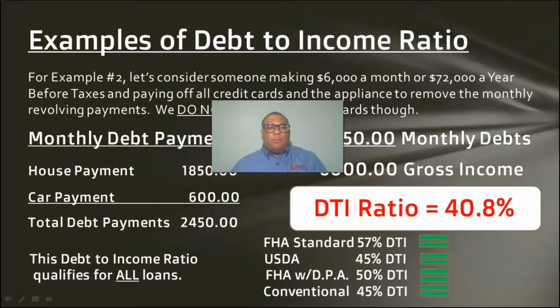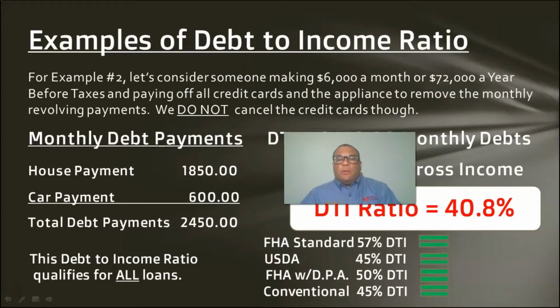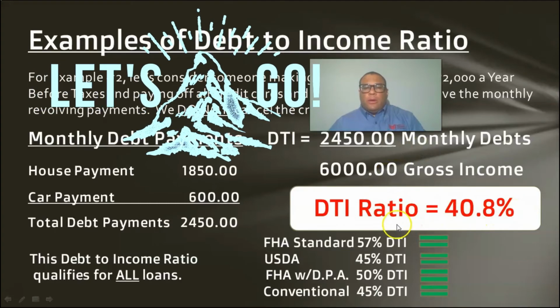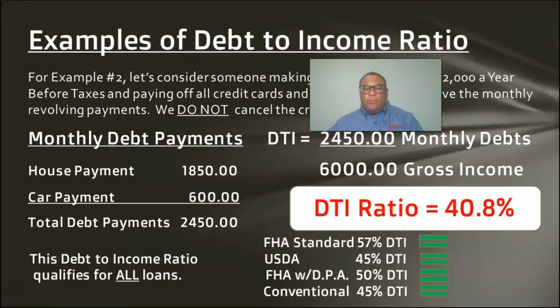So in the second example, we'll consider someone or a couple that's making $6,000 a month, $72,000 a year before taxes, and paying off all credit cards and the appliance to remove the monthly revolving payments. But we do not cancel the credit cards. So monthly payments are now $1,850 for the house, $600 for the car payment. So it's $2,450 in total debt payments divided by 6,000 gives you 40.8% DTI ratio. So that qualifies on all counts.